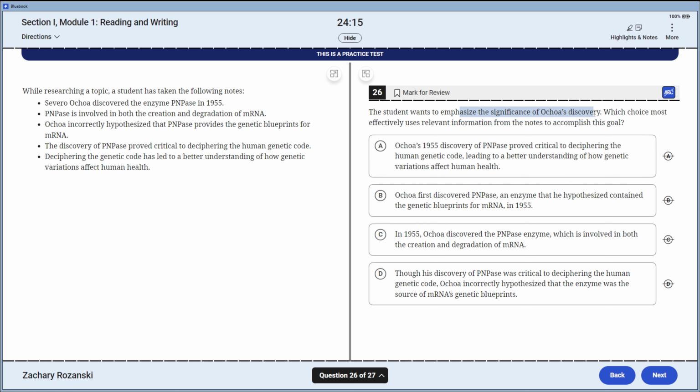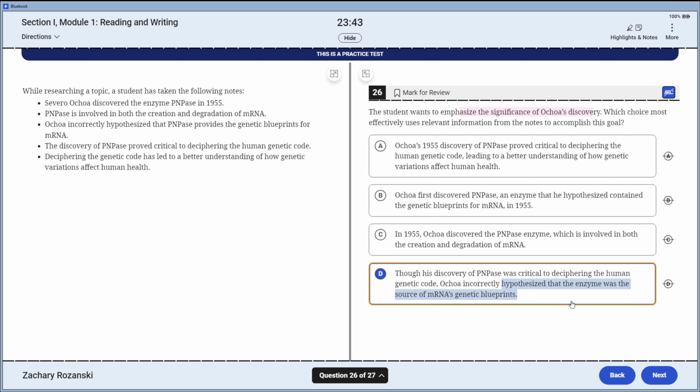I want to emphasize the significance of the discovery. The discovery proved critical. I love that as a significant word describing the code, leading to a better understanding. This is perfect. I love A, but I'll keep reading. He found this thing. He thought that it could do this thing. Not as impactful as this, but I'm not going to kill it because maybe A is making some sort of lie. As I read C, he discovered the enzyme which is involved in both the creation and degradation of this. This doesn't emphasize the significance, but maybe it is. Through his discovery, it was deciphering. This shows that he was dunked on, right?